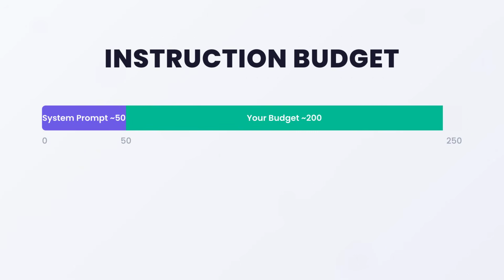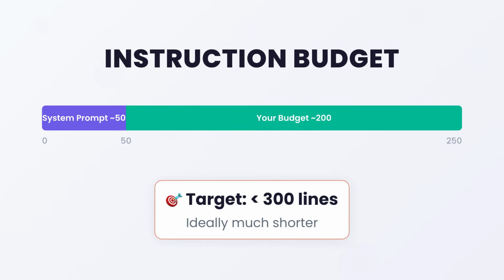Let me break down the math. The model can reliably follow around 250 instructions at once. Claude Code system prompt already takes up about 50 of those. That leaves you roughly 200, and that has to cover your Claude.md, your plan, and your task combined. So aim for under 300 lines, ideally much shorter.